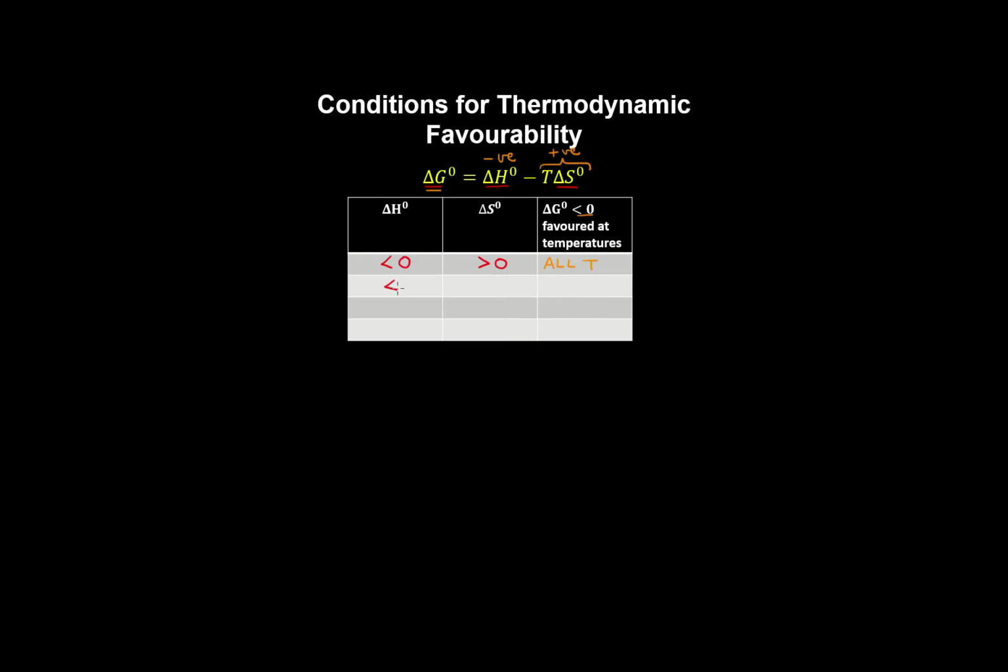And if the process is exothermic and the change in entropy is negative, then this term becomes negative. So therefore for the free energy change to be less than 0, the temperature must be low. So the process is thermodynamically favoured for low temperatures because you have a negative value and then minus minus gives a plus.